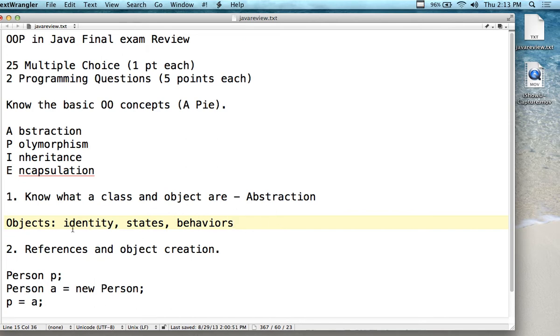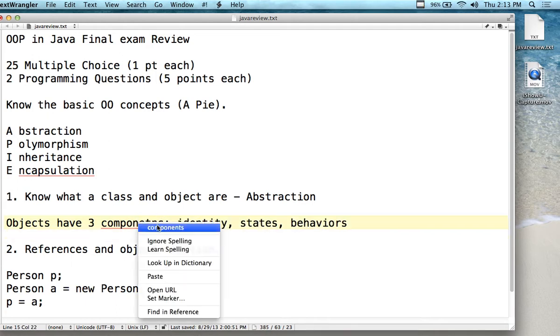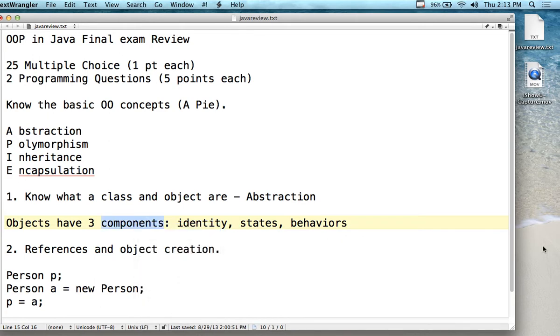So objects have, I'll put it in here for those people who are reading this later, three components. I don't know, it's misspelled. Let's see. Components. There we go. Identity, state, and behavior.